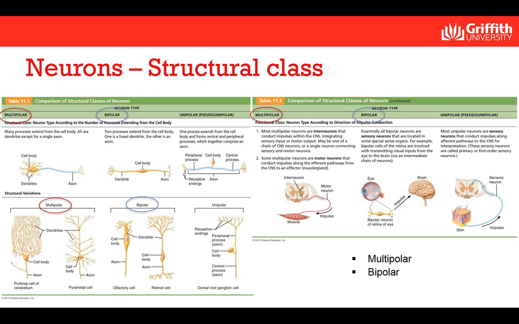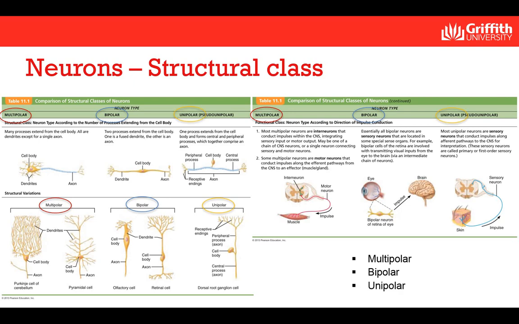Bipolar neurons have a cell body with two processes extending from it. One is a fused dendrite and the other is an axon. Bipolar neurons are specialized sensory neurons that are located within the sense organs, such as those in the retina of the eye, that are responsible for transmitting visual input from the eye to the brain.